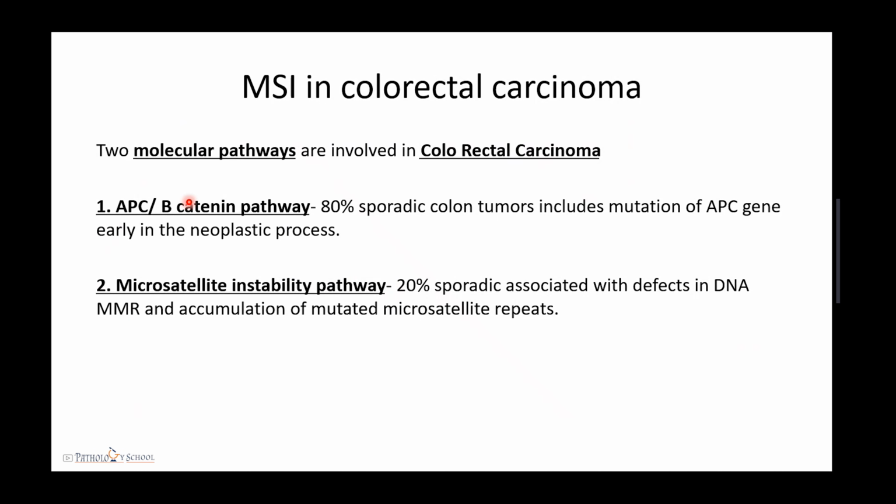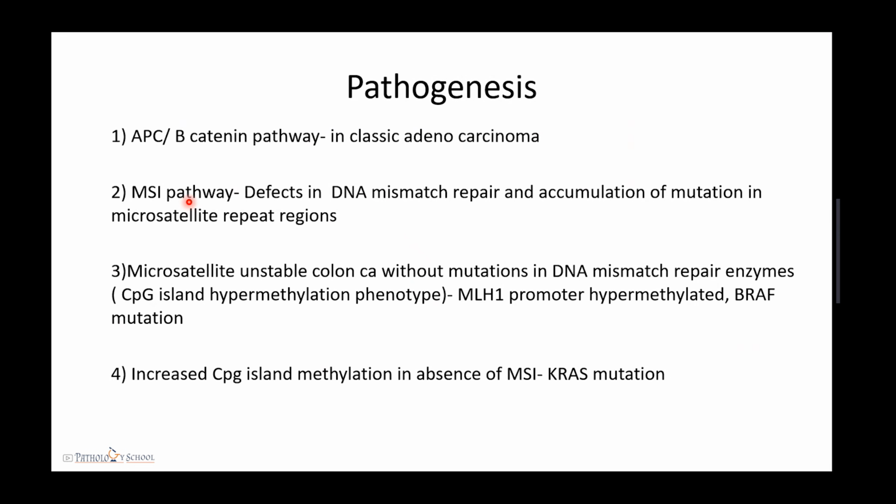So APC beta catenin: 80% of sporadic colon tumors include mutation of the APC gene. Microsatellite instability pathway: 20% sporadic, associated with defects in DNA MMR, and there is accumulation of the mutated microsatellite repeats. Now, pathogenesis, as we have already discussed, the APC beta catenin is responsible for the classic adenocarcinoma. MSI: defects in the DNA mismatch repair and accumulation of mutations in the microsatellite repeat regions.